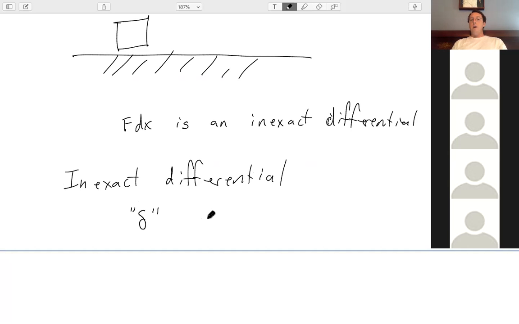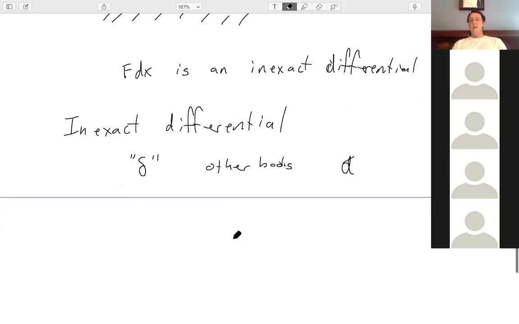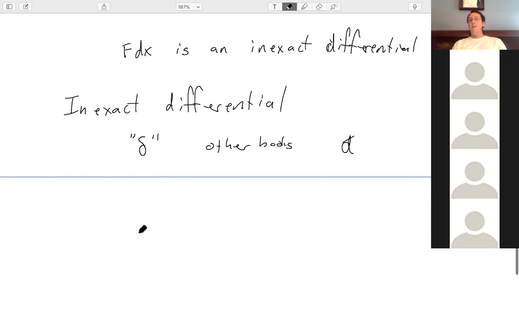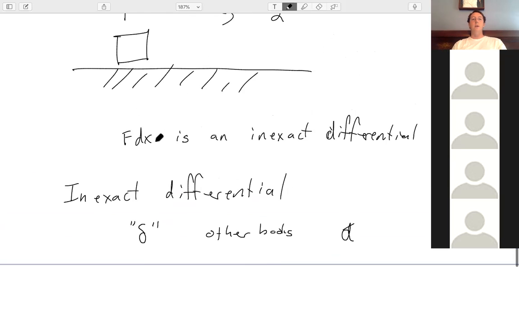There are other books, and it's quite common, where they use a D with a line through the top. I won't do that because it'd be too easy to forget one. Deltas are easy for me to remember. So how does this play out? Let's write down the first law of thermodynamics.